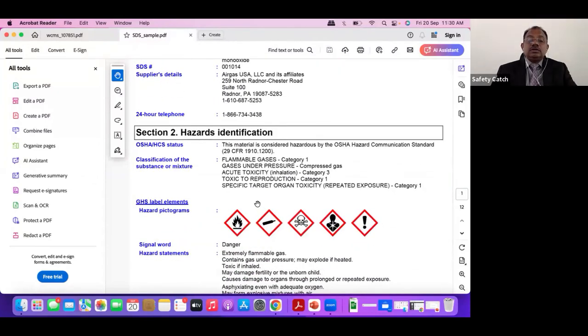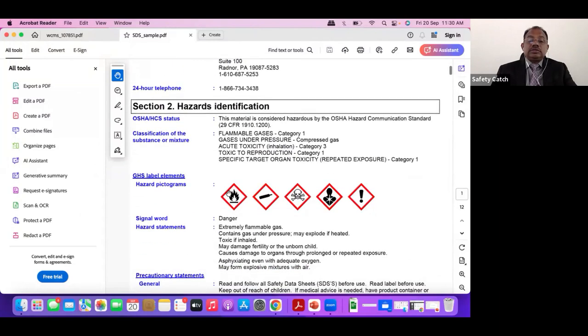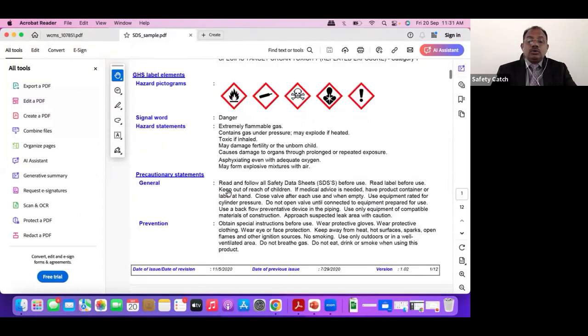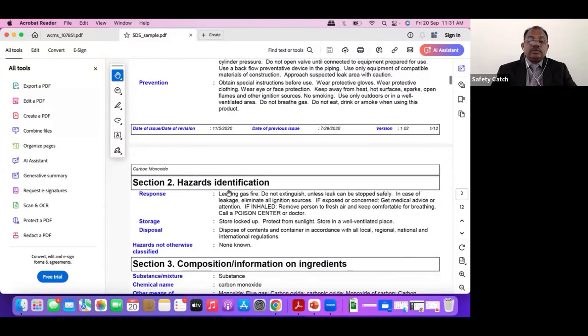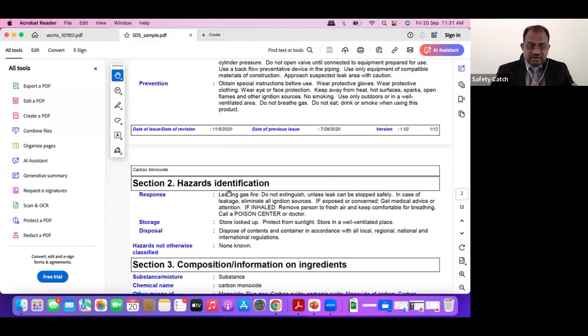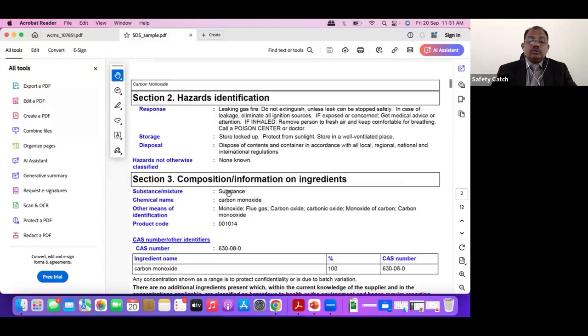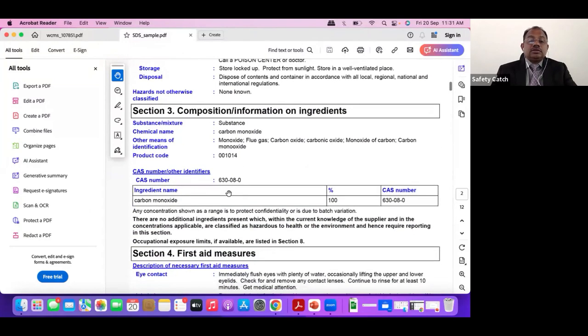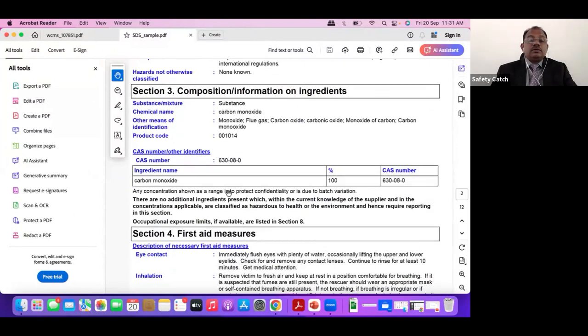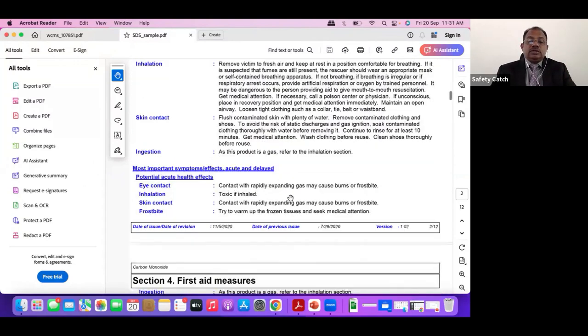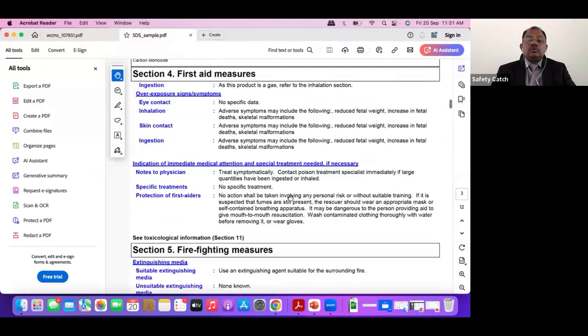And you can see, I basically brought this to show you where the permissible exposure limits will be. The SDS as such, we are studying in another topic. So here, what is this gas? The CAS number they are giving is 630-08-0. Carbon monoxide 100%. That means this cylinder has 100% carbon monoxide. There is no other mixture. And this is the CAS number. Then they will give you the PEL value.